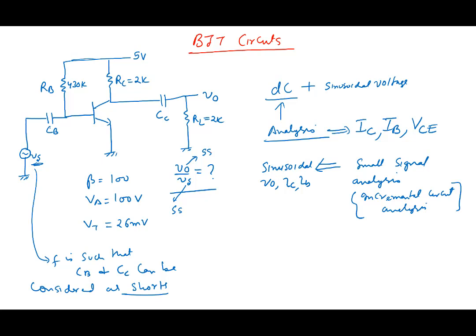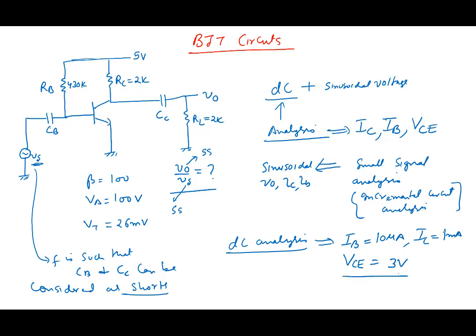So in the last lecture, we had already done DC analysis. If you recall, it gave us IB equal to 10 microamperes, IC equal to 1 milliampere, and VCE equal to 5 volts minus 1 milliampere into 2K, so 2 volts, which gives us 3 volts. We had done this in the last lecture. All these things are known.